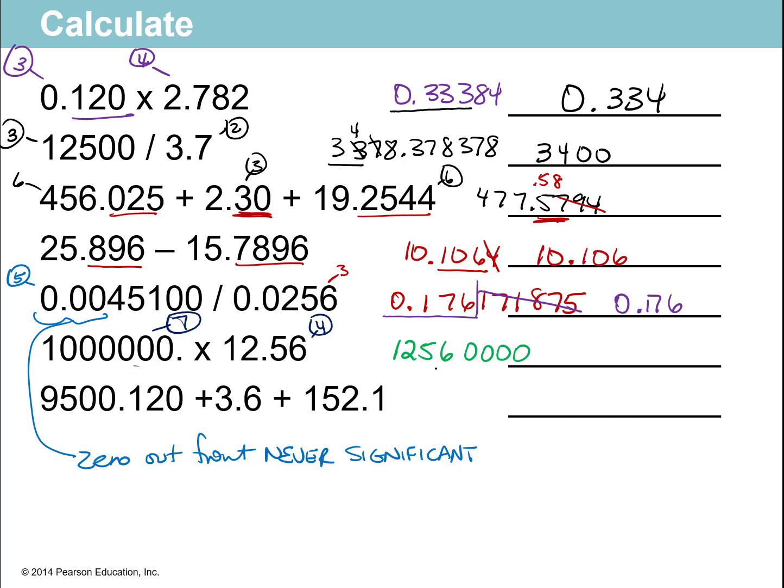So what do I need to do? It's okay as it is, right? Because those zeros at the end, there's no decimal place there. The zeros at the end, the 1, 2, 5, and 6, these are my 4 significant figures. I keep the zeros at the end just to show the size.